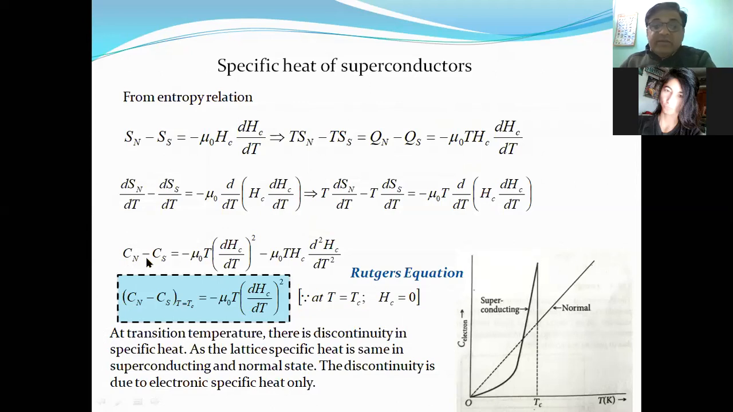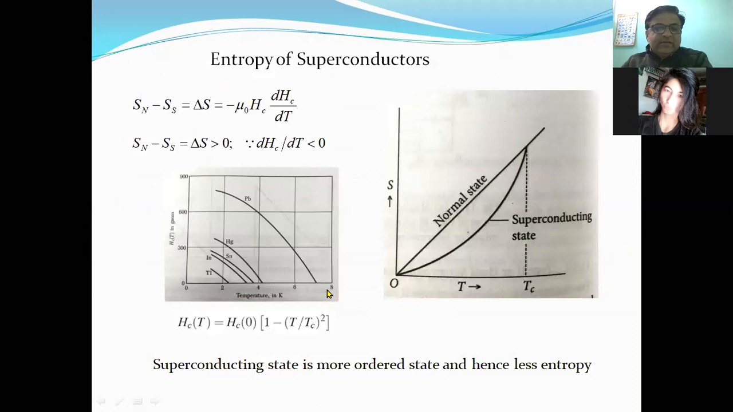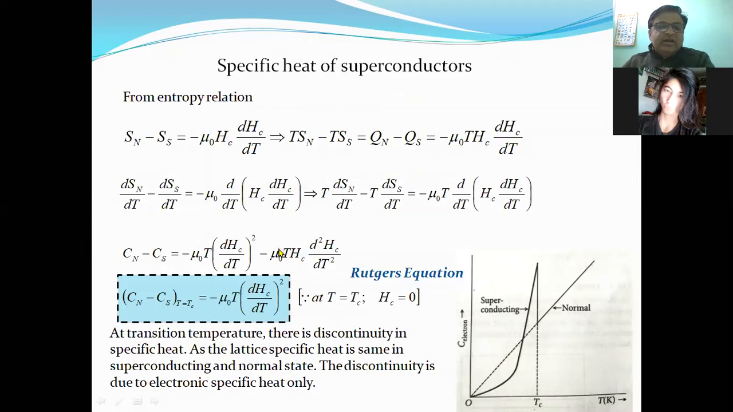Now, you can see Cn minus Cs is equal to minus mu naught T (dHc upon dT) squared, because this is a differentiation by parts. First you differentiate the first term, the second as it is, so it comes in square. Now you leave Hc as it is, and this is the second derivative. Here the second derivative term will become 0, because at T is equal to Tc, Hc is equal to 0. You can understand that at the critical temperature the value of Hc is 0. When you put T is equal to Tc here, this becomes 1 minus 1 and it's 0. So if this is 0, then this whole term is 0, and you are just left with this term where you have specific heat.